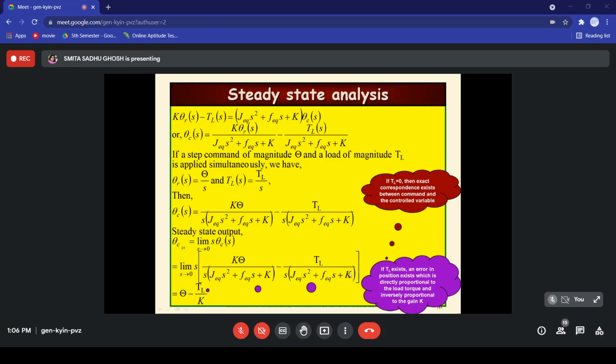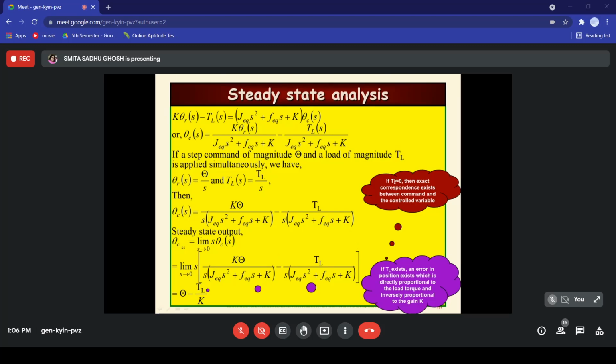We have K as the constant. So overall, from this second term, we get TL by K, so that the steady state output will boil down to capital theta minus TL by K, right? Now there are certain things that we can see from this.